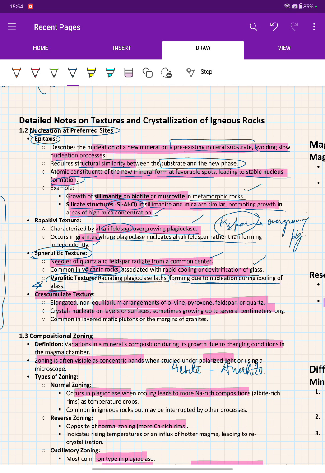Now we have crescumulate texture. It is an elongated non-equilibrium arrangement of olivine, pyroxene, feldspar or quartz. Crystals nucleate on layers or surfaces, sometimes growing up to several centimeters long, and it's common in layered mafic plutons and margins of granites.